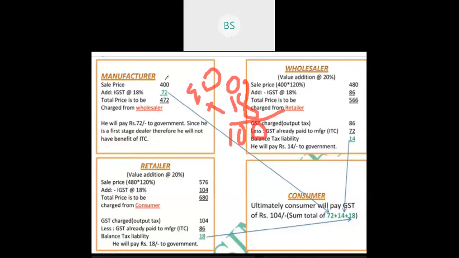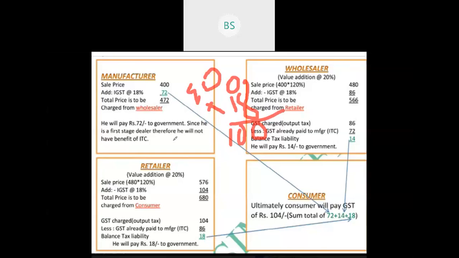So you know this is the final amount, meaning the selling price of the manufacturer, and the government has told 18% is GST. So he will add 400 plus 72. So the total is 472. The manufacturer will charge 472 from the wholesaler. He will tell him that you have to pay 472 rupees. And finally the manufacturer will pay 72 rupees to the government, since he is a first stage dealer. Therefore he will not have the benefit of ITC.